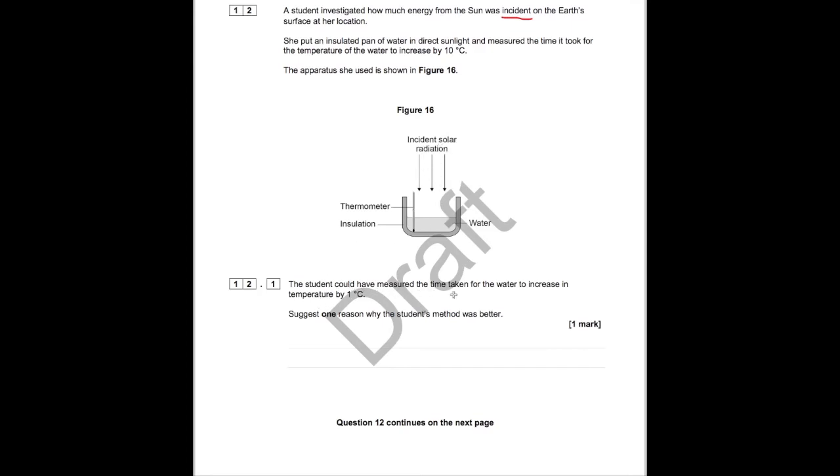The student could have measured the time taken for the water to increase in temperature by 1 degree C. Suggest one reason why the student's method was better. If you're only measuring an increase of 1 degree C, you might get it wrong by 0.1 degrees C, which would be 10% error. Whereas if you are increasing by 10 degrees, you could still have the same error, 0.1 degree, but that would only be 1% error.